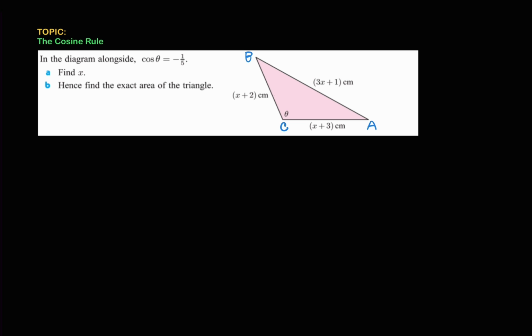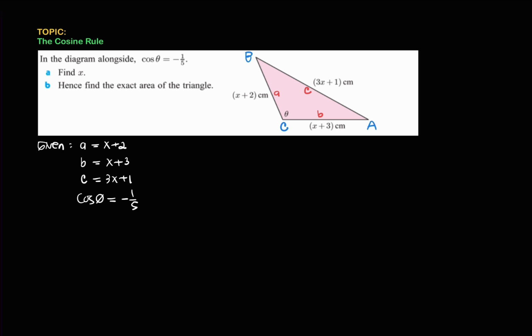So I can label this as C, that is A, that is B. How can we solve this? From the question, we are given that a equals x plus 2, b equals x plus 3, c equals 3x plus 1, and also cos theta equals -1/5.